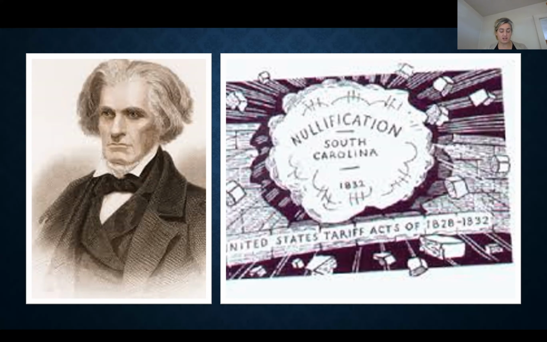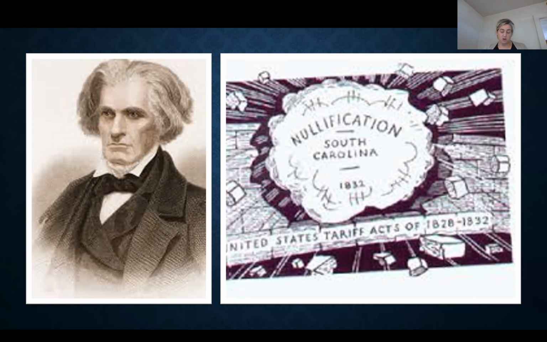Jackson essentially threatened a civil war if South Carolina continued to nullify both of these federal laws. And eventually, a compromise was met between the state of South Carolina and the federal government. That compromise said that South Carolina had to continue to pay both tariffs and abide by the law. But over time, the prices of those tariffs would slowly go down.